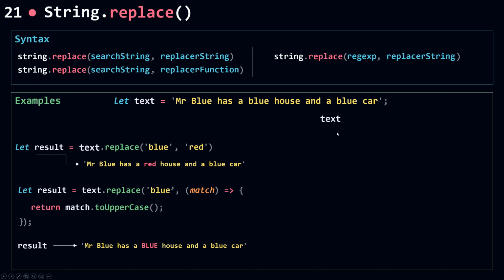So let's see some examples here. So I'm going to call replace, and then I'm going to pass in blue, and then I'm going to use the global flag here. And then the replacement is going to be red. So I'm going to assign this to result.